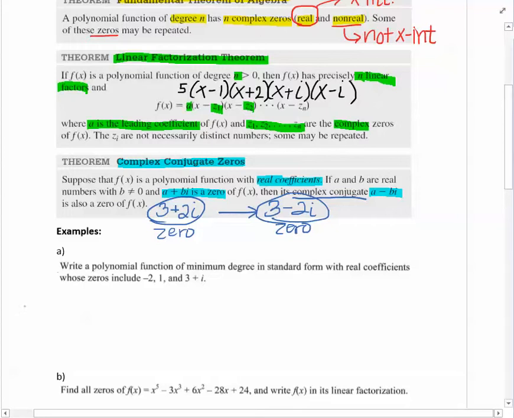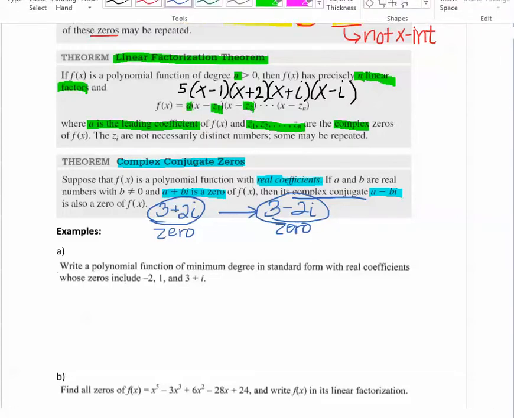So let's look at this example here. It says, write a polynomial function of minimum degree, so don't make it bigger than necessary, in standard form with real coefficients whose zeros include -2, 1, and 3 plus i.